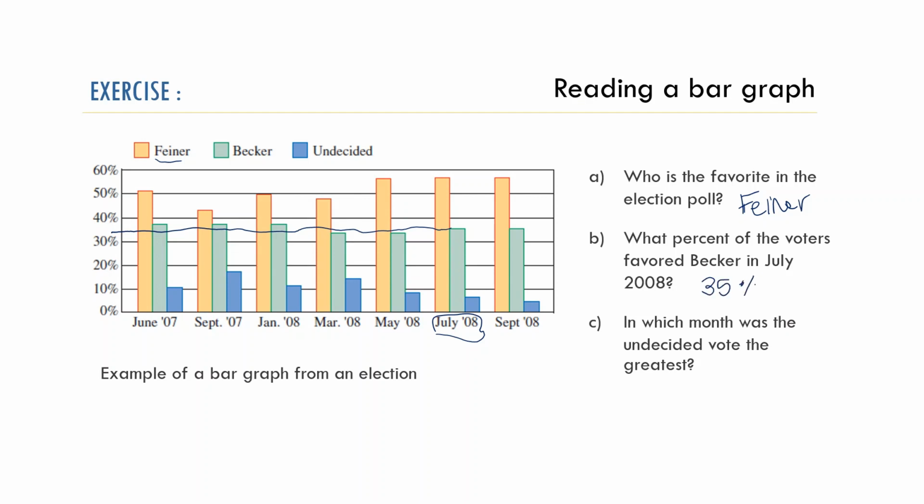Okay. And the last one. In which month was the undecided vote the greatest? The undecided vote is the blue color. So you have to look for the blue color that spiked the highest. And it looks like September 07 has the highest of all. So I answer September 07. Okay, so now it's pretty simple, right? To read it, you have to line up between the graph and the vertical line.